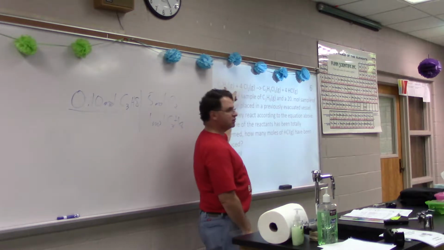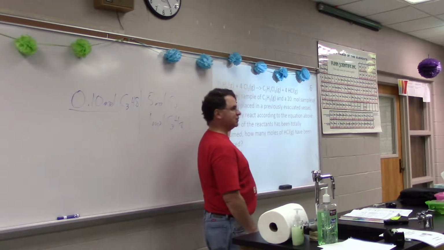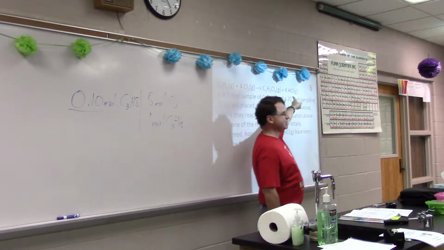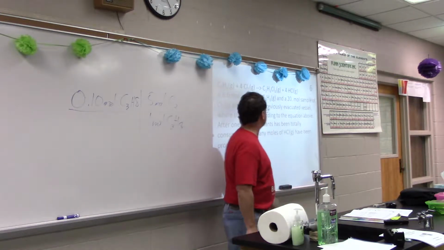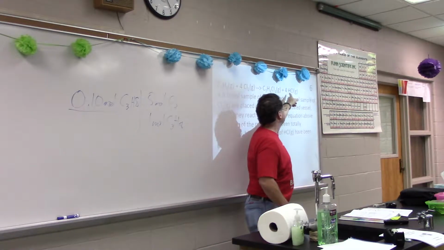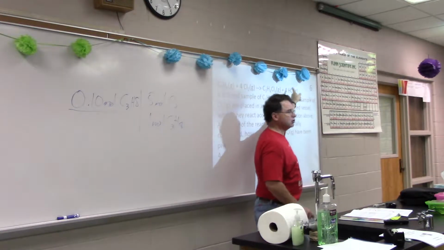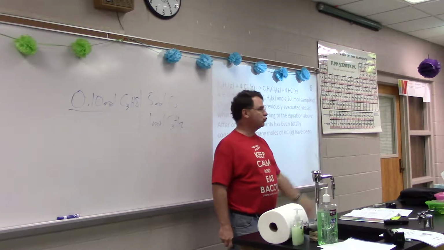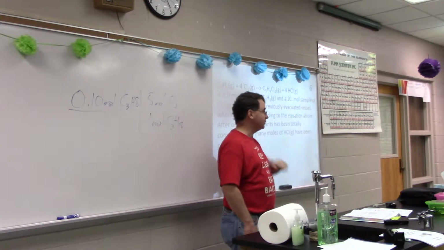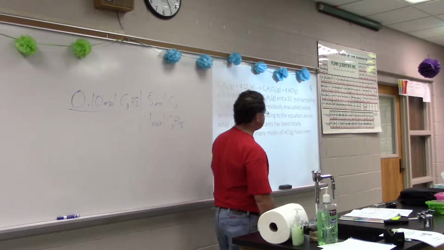So with 6 moles of C3H8, how many moles of HCl could you make? If I gave you 6 moles of that, and it's a 4-to-1 ratio, how many moles of HCl could you make? 24. There's one answer, 24. Then take the other number.